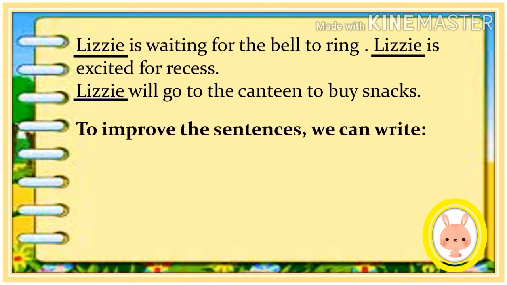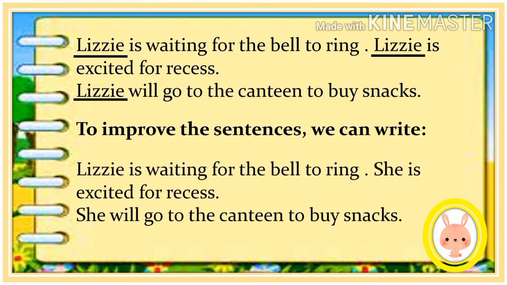read. And to improve the sentences, we can write: Leslie is waiting for the bell to ring. She is excited for recess and she will go to the canteen to buy snacks. So as we can see, to improve the sentence, we avoided repeating the word Leslie and we replaced it with the pronoun she. And the word she is an example of a pronoun.